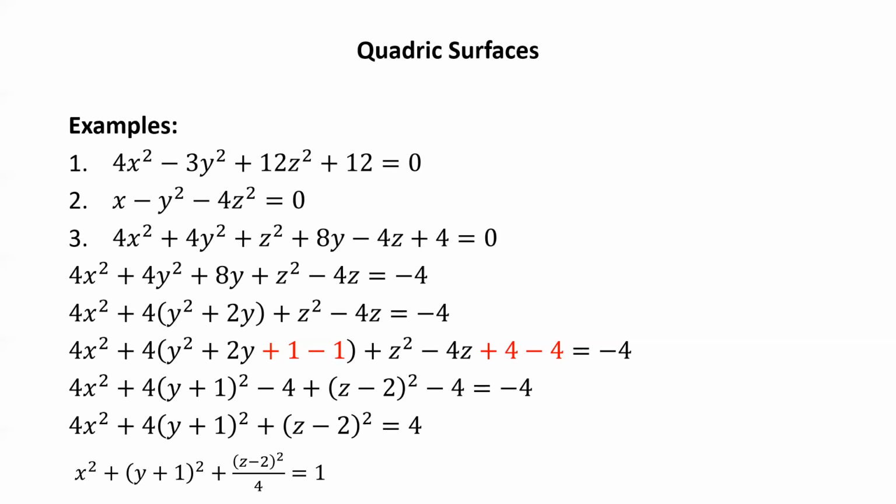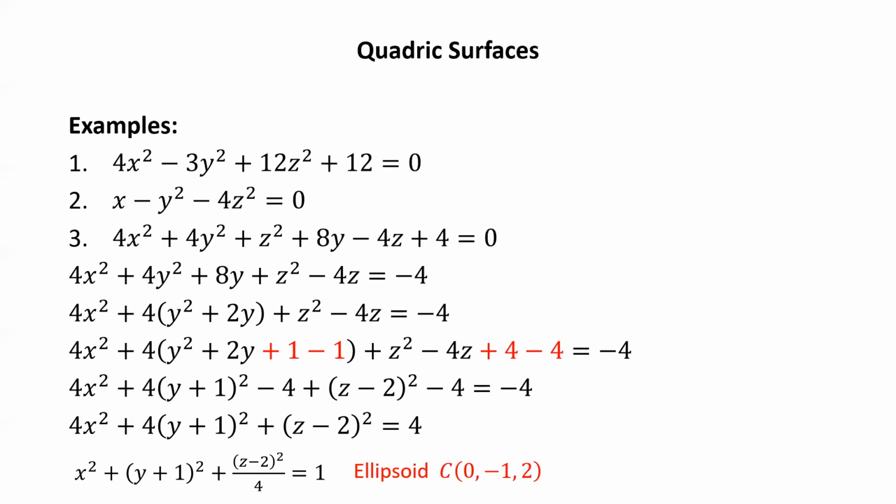We get x squared plus the square of y plus 1 plus the square of z minus 2 over 4 equals 1. Notice that this looks like an ellipsoid, but there's some translation going on here. Right? So it's an ellipsoid, but the center, instead of being the origin, is 0, negative 1, 2. The y plus 1 tells us that the y coordinate of the center is negative 1, and the z minus 2 tells us that the z coordinate of the center is 2.